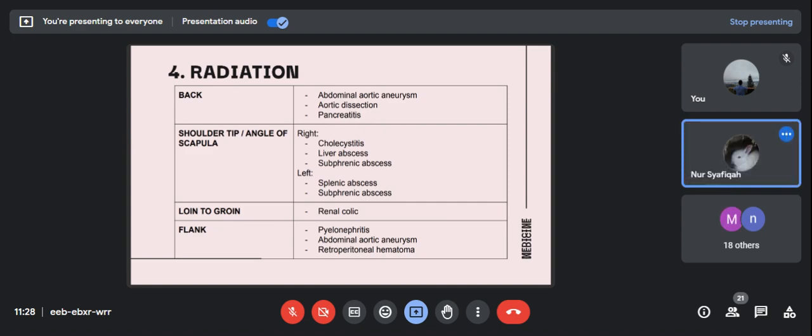So bila Nurul cakap renal colic tu reach baseline kosong, maksudnya kalau dalam exam memang dah hantar lah. Dah kena makan lah. So they never reach baseline colic. Biliary colic. True colic lah.